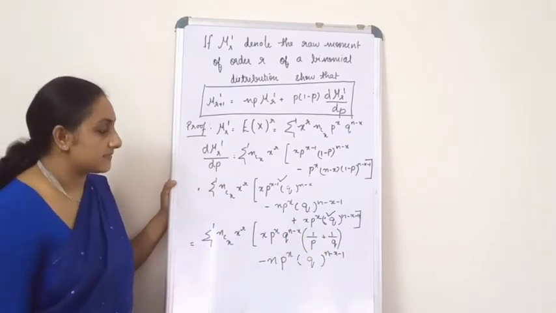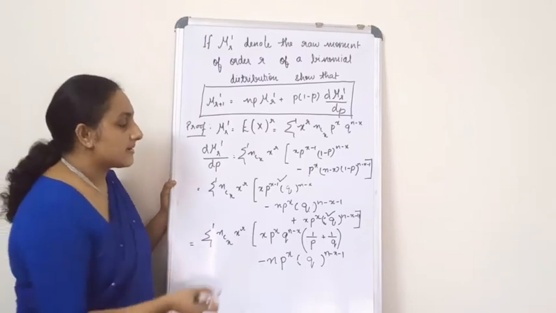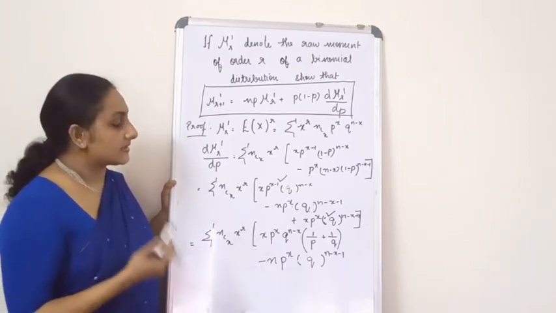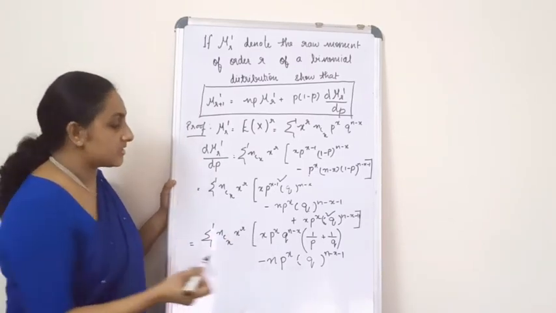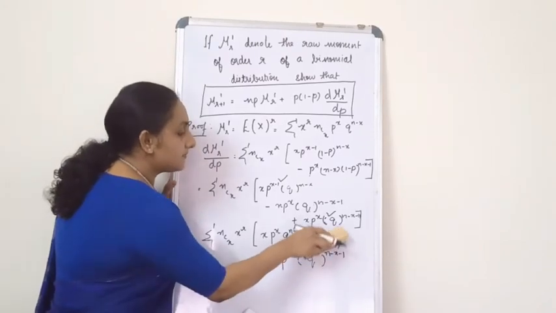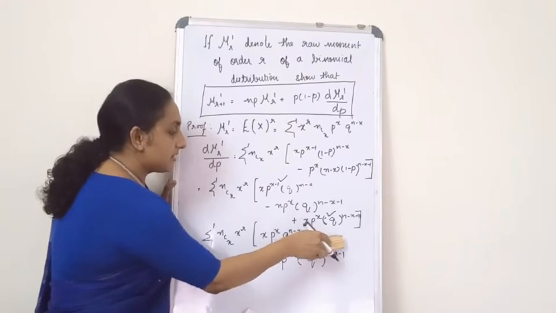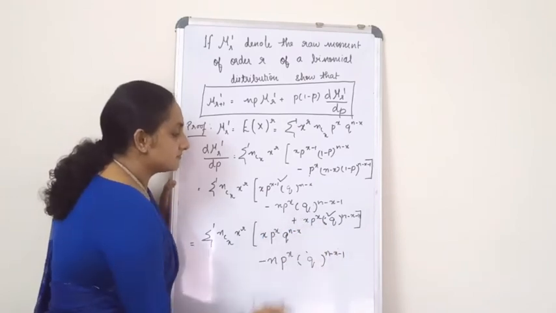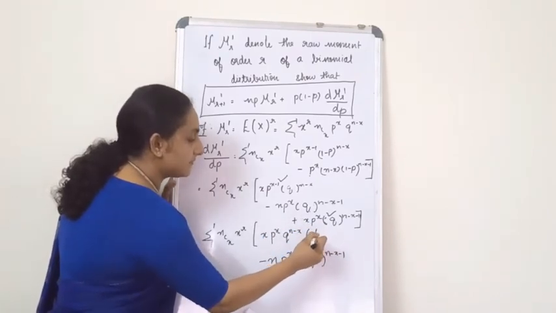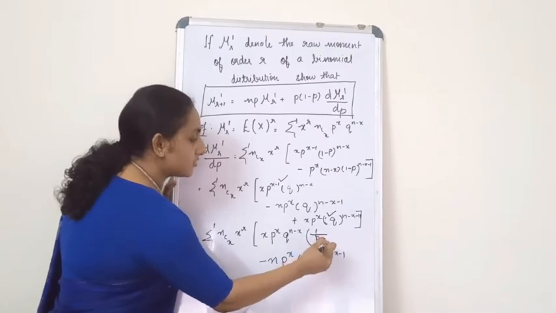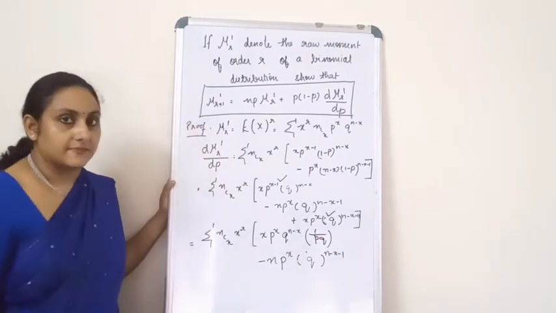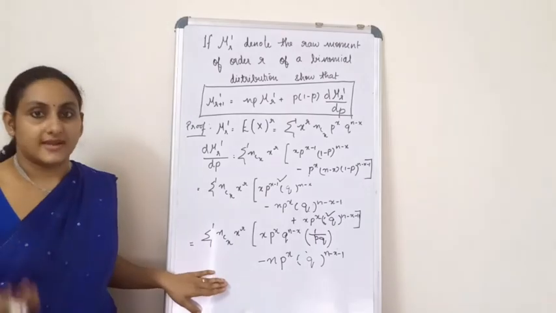Now what about this term 1 by p plus 1 by q? What will you get? Yes, when you do the calculations, you will get p plus q divided by pq. Right. So p plus q divided by pq means what? p plus q is 1, so it is 1 divided by pq. Okay. So let's move on to the next step.